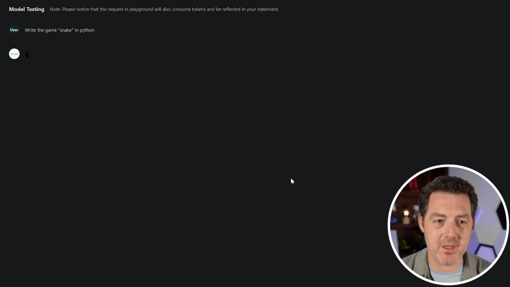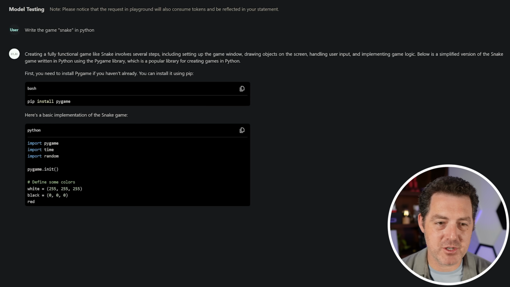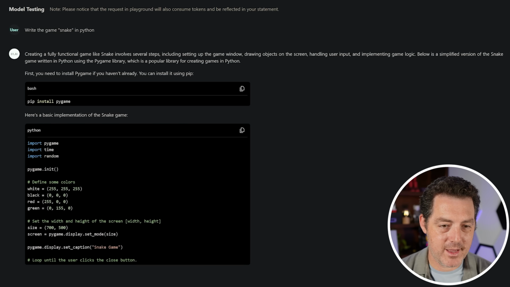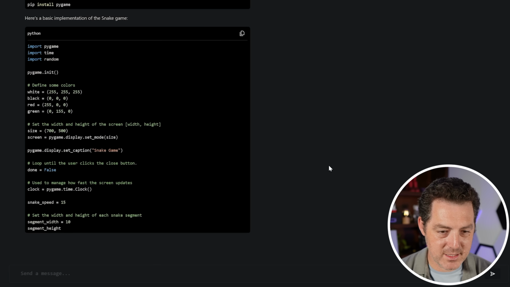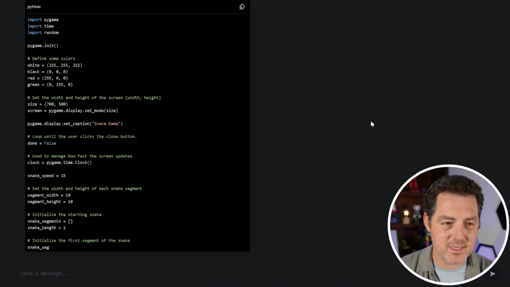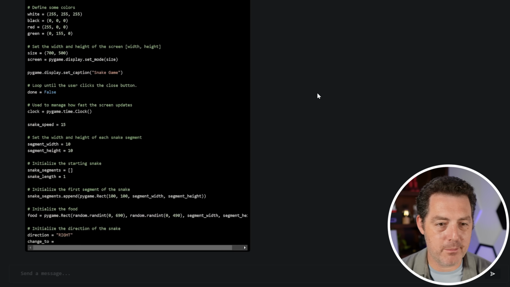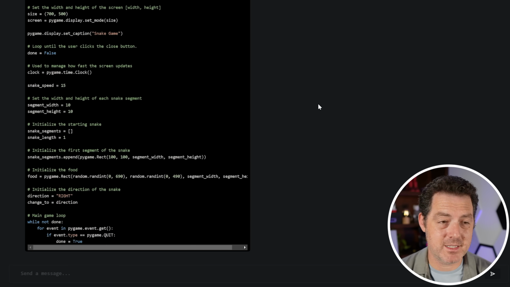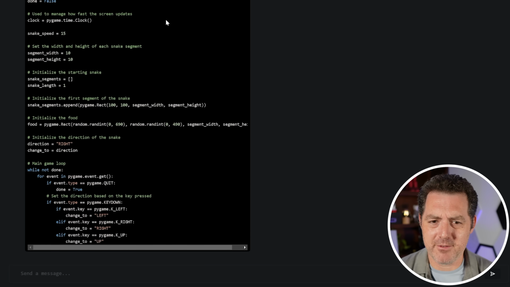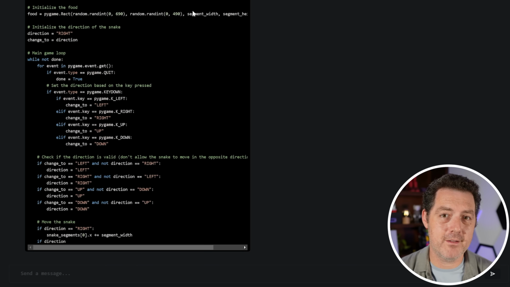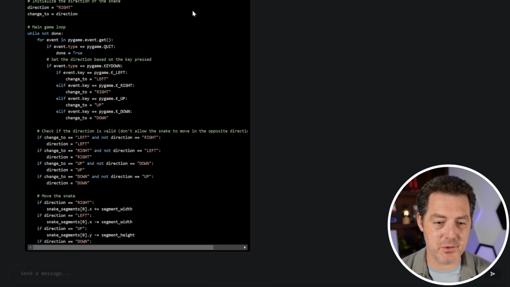Next, write the game Snake in Python. Let's see if it's able to do that. Below is a simplified version of the Snake game written in Python. So we're going to be using Pygame, it looks like. And here it goes. I'd say the speed is seemingly a little bit slower than ChatGPT, but pretty much on par with it. It's definitely not fast. But again, this is their free inference endpoint, and I know that this is available on a number of other inference services. So try it out, see where you get the best speed.